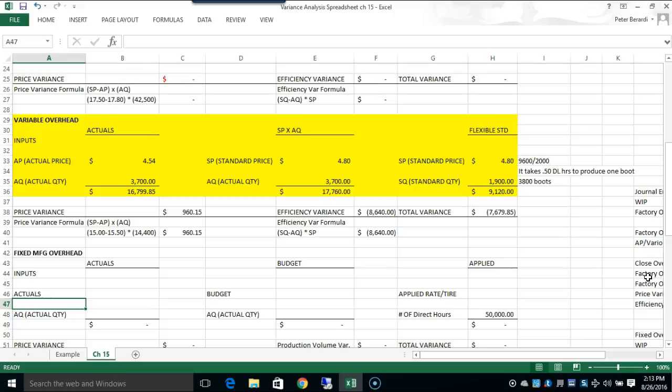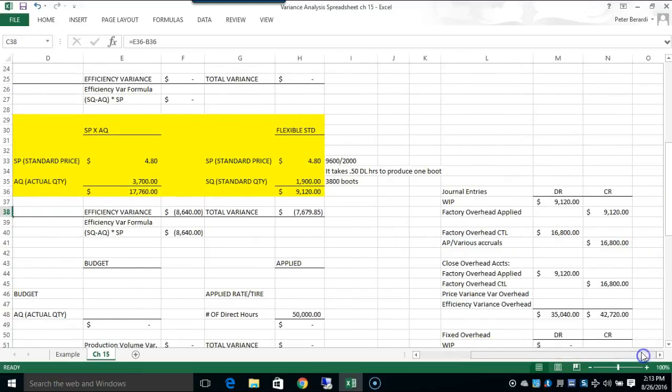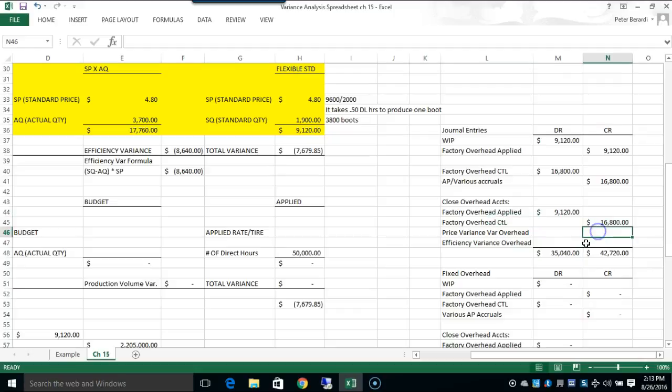So let's look at our price variance. Our price was lower, therefore we had a favorable variance. So it means that our cost of goods based on our standard is going to be too high. So we want to lower that cost of goods sold. To do that, we're going to have to credit the price variance.